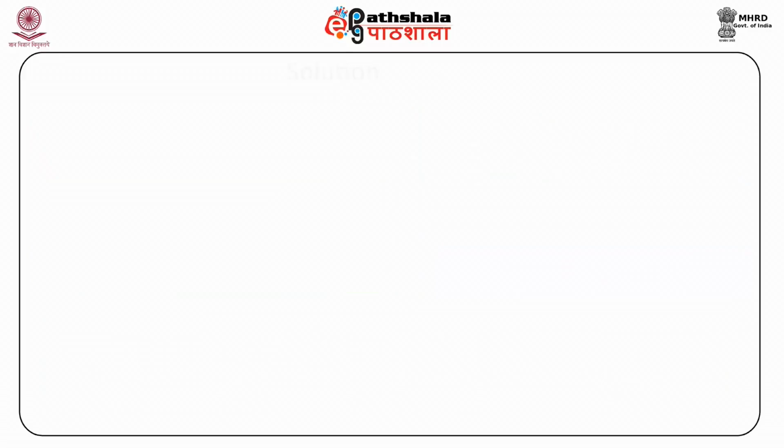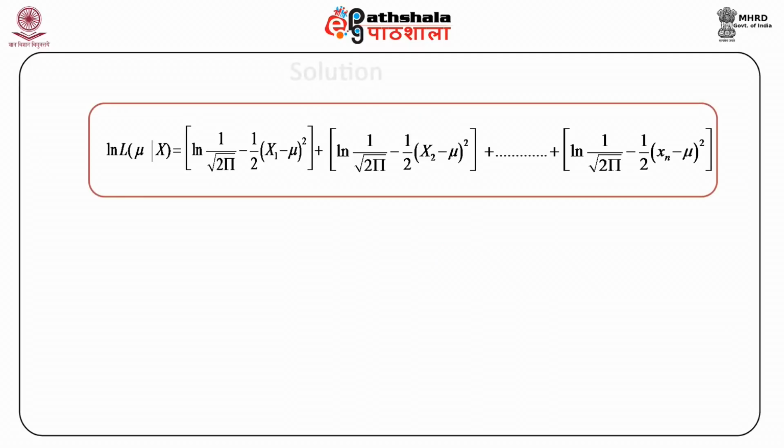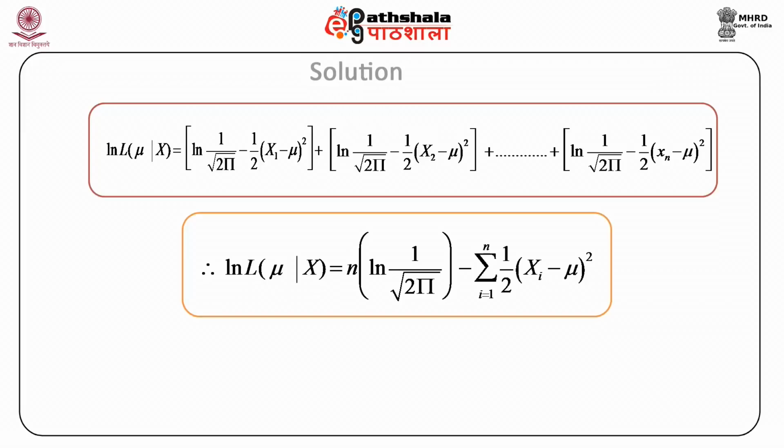So if we take the log, then we have this ln L, which is log L of mu given x, equal to log of all these terms, which you can see on this screen. And therefore, what we obtain is that log L of mu given x comes out to be equal to n into ln 1 upon root 2 pi minus summation of half into (xi minus mu) whole square, where i ranges from 1 to n.